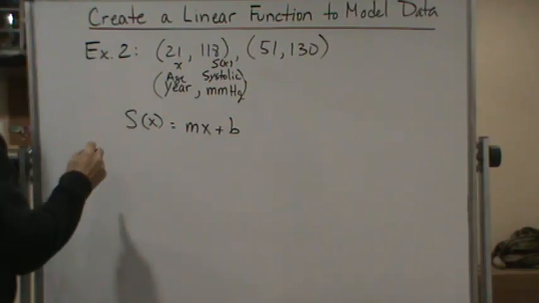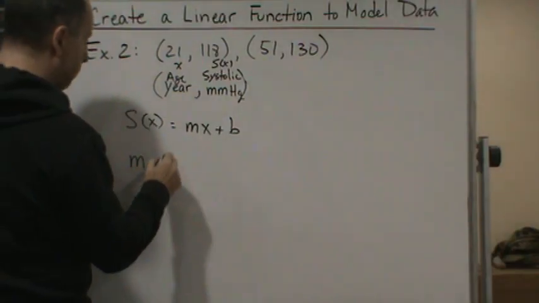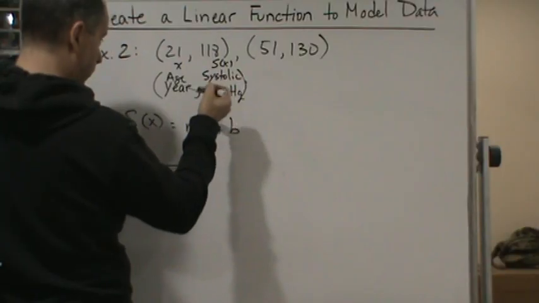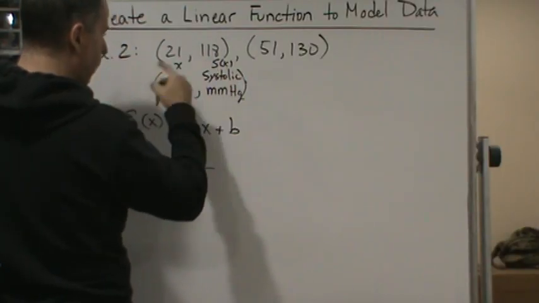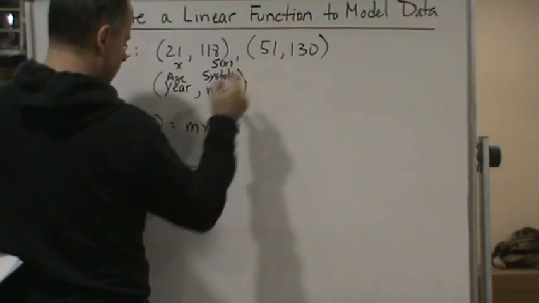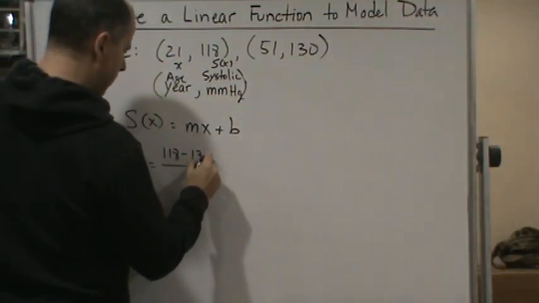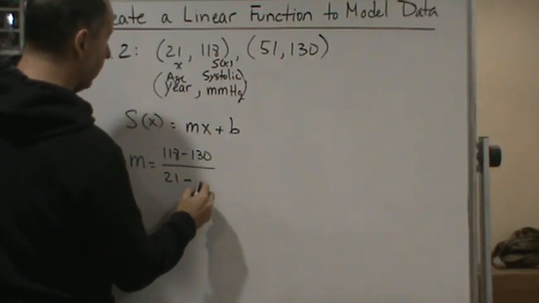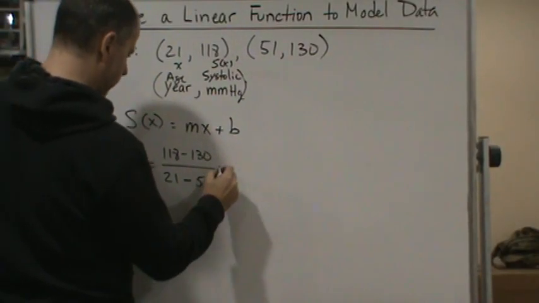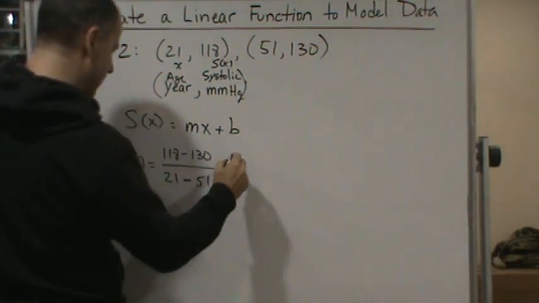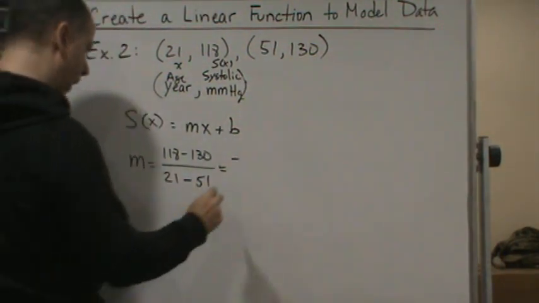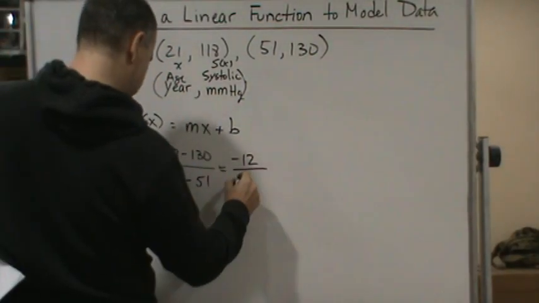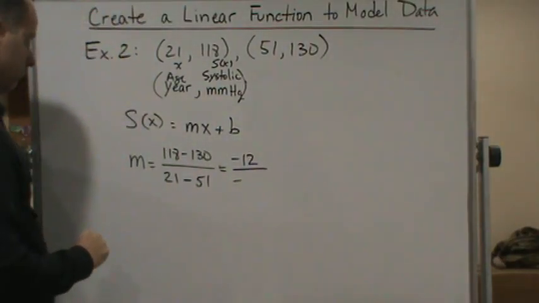The first thing we need to do is find the slope based on the 2 points. So we'll do y2 minus y1. Again, it doesn't matter which one we start with. Let's do this one minus this one, so 118 minus 130, and then this one minus this one, which would be 21 minus 51. So what do we get? We get negative 12 over negative 30.